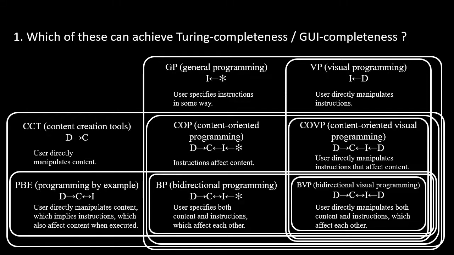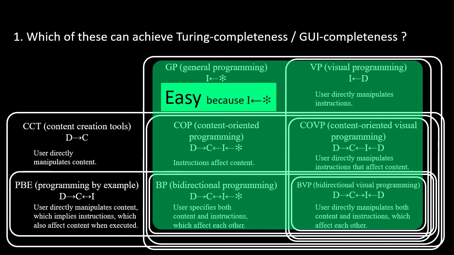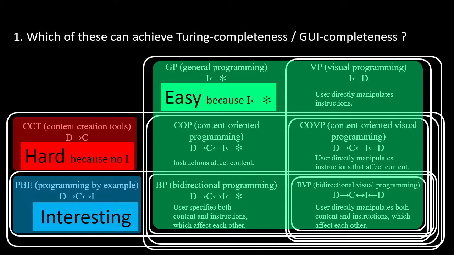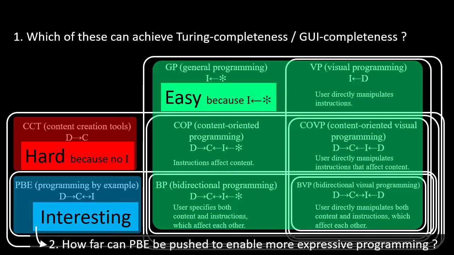One way to summarize this taxonomy is to ask, in which categories can we achieve Turing completeness or GUI completeness? It's easy to achieve in any category where the instructions can be edited by the programmer. It's hard to do the same with purely content-based systems because there's probably nothing equivalent to the flexibility of universal computation with such content. The interesting case lies with programming by example, where instructions are indirectly modified through editing of content. How much flexibility can this paradigm achieve?